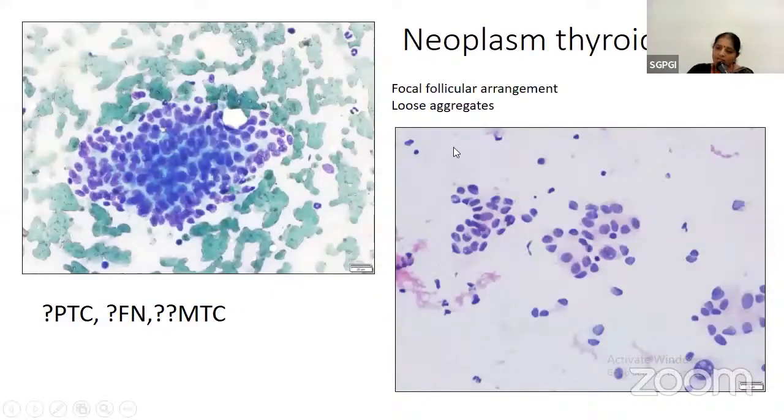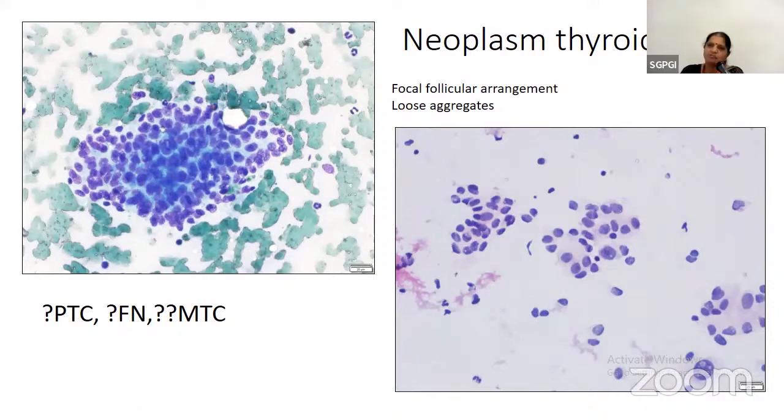Here's another neoplasm of the thyroid. So again, what would you call it? I don't know. It had some follicles, some grooving, some dispersed cells, maybe query inclusion. Is it PTC? Is it a follicular neoplasm? Is it query MTC? So any guesses?